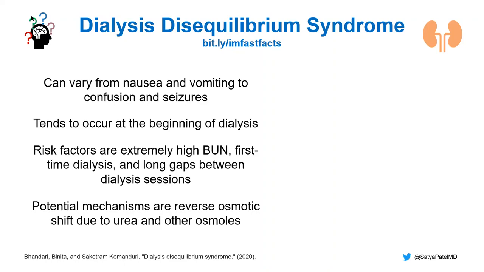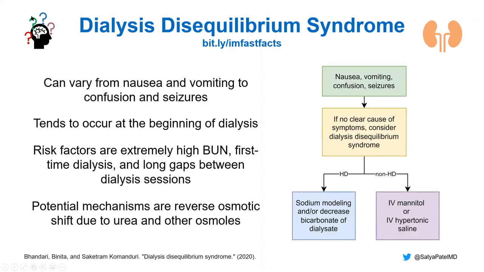Here's a quick little flowchart I made. If you have nausea, vomiting, confusion, and seizures, and there's no clear cause of symptoms, consider dialysis disequilibrium syndrome. The nephrologist can do sodium modeling and/or decrease bicarbonate in the dialysate, and then we can give IV mannitol or IV hypertonic saline. That's all I got. What questions do you all have?